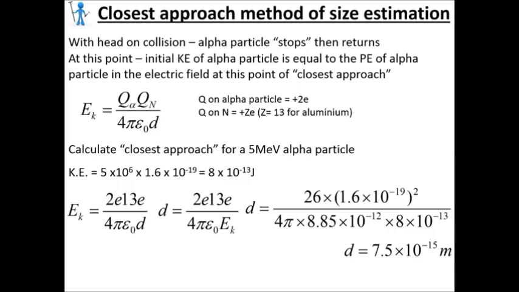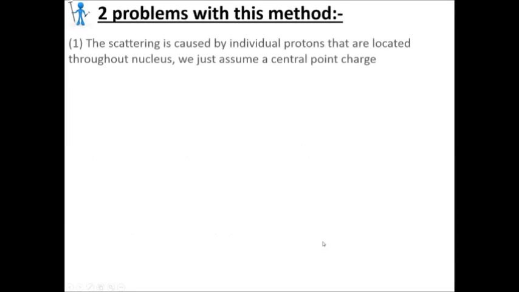Maybe you could argue, if they do get very close, if the nucleus is bigger than the alpha particle, it's less than the diameter, but it's in the region of. So we've got an answer that's in the region of 7.5 times 10 to the minus 15 meters. Now, there are some problems with this.